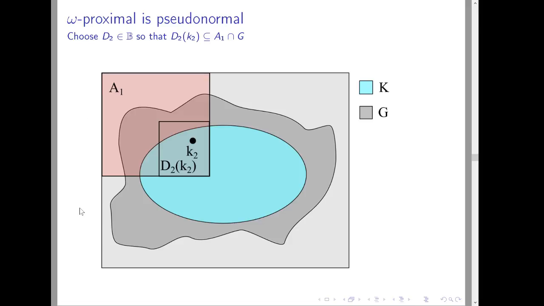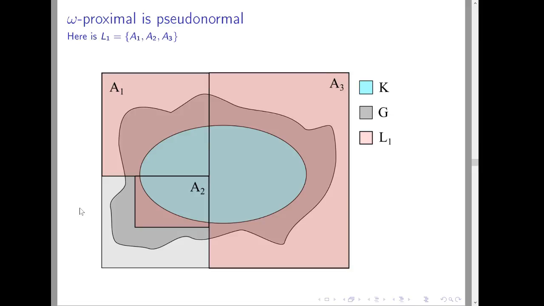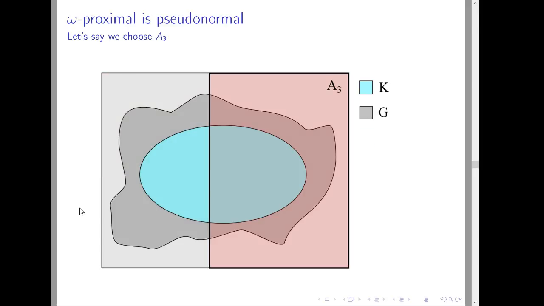So in the picture it might look something like this. The one thing you can't see in this picture is that D2 is contained in D1. Okay, so now we're going to define our level 2 cover. We'll start with any element of the level 1 cover. So here again is the level 1 cover. It has 3 things in it. So let's say we picked that one over there, we picked A3.